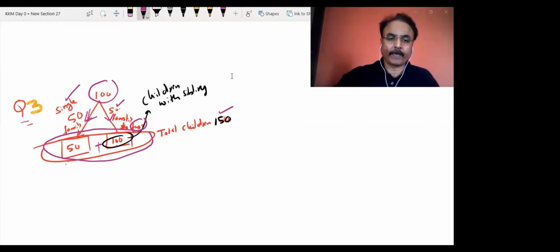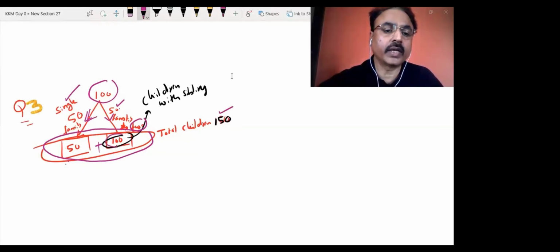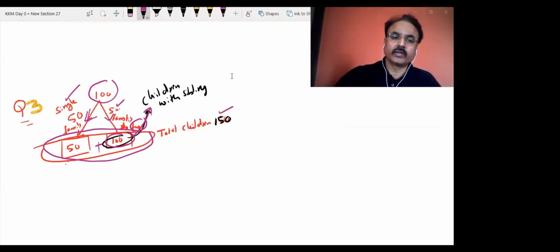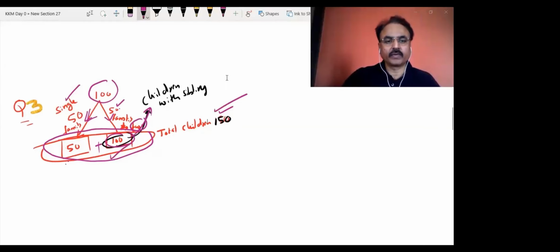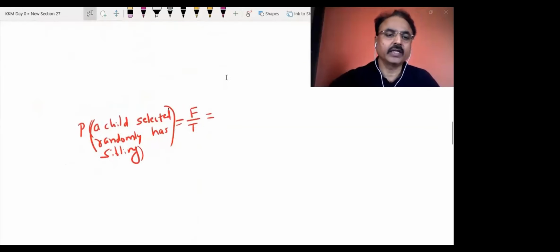of children. Now how many belong to a family with two children? These 100 children belong to a family with two children. The question is very clear. What is the probability that a child belongs to a family of two children? So this is total possibility. This is favorable cases. Did you guess the answer? Yes. Here is the answer.